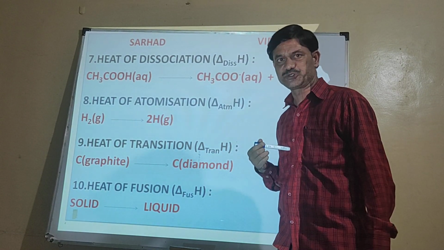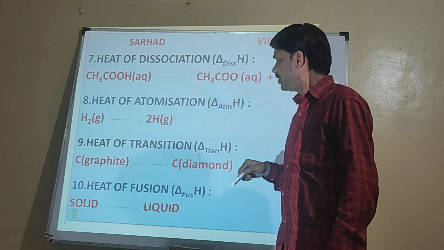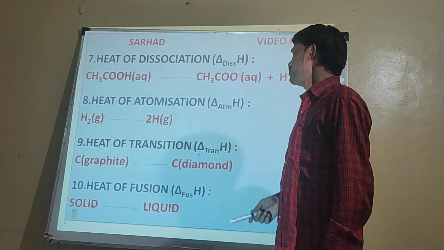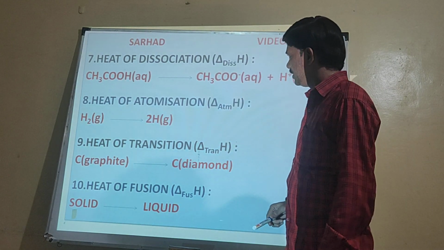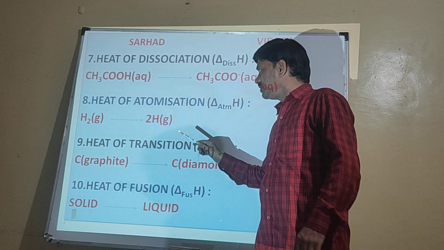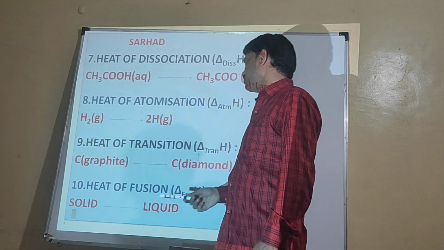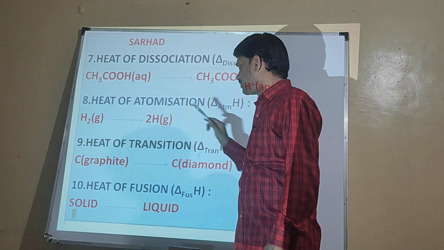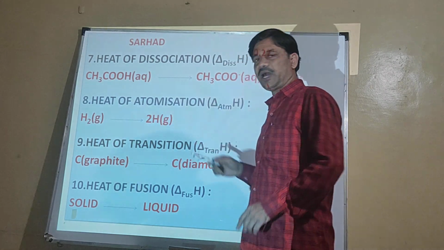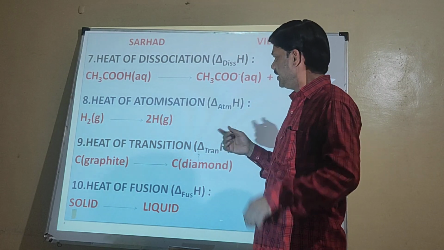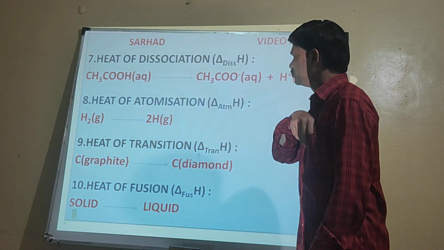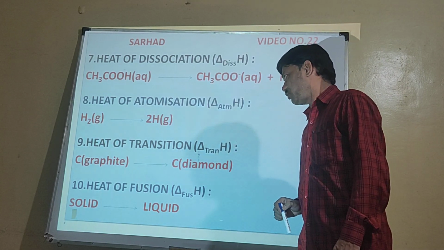So how do we define heat of dissociation? Enthalpy change when a compound dissociates into ions in the solution, that enthalpy change is known as heat of dissociation. Then what about the next one? Known as heat of atomization. What about this example? Here which gas is under study? H2 gas. After splitting it gives free gaseous atoms. So the enthalpy change related with this reaction is known as heat of atomization. So tell me the definition. Enthalpy change when a gaseous molecule splits into free gaseous atoms, that is known as heat of atomization.